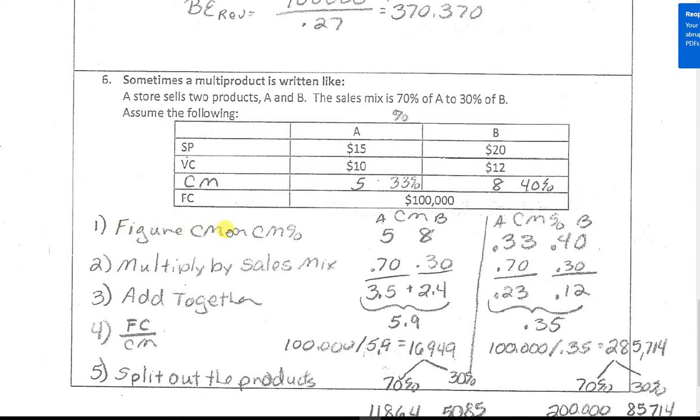Figure contribution margin or contribution margin percent. I'm going to just do these both at the same time. Again, you're only going to do one or the other based on the information given. Okay? Multiply it by the sales mix.